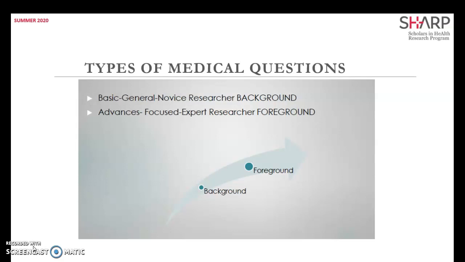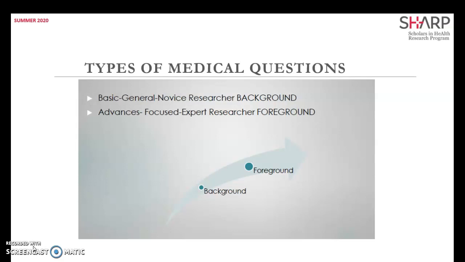When you move into being an expert researcher, or your question is now more focused, you're now tackling a foreground question. You are familiar with the topic, with the tests, with the treatments, and you're trying to determine a new or alternative course of action and want to find answers based on evidence. So now, if I'm looking into Ebola virus in general, or coronavirus, let's say, it is a background question. But when I'm looking into corona in Lebanon, now it's a foreground question.